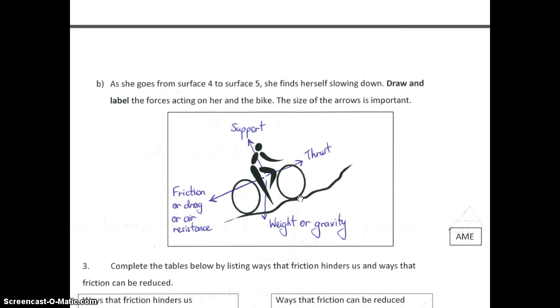So there's friction between the tires of the bike and the surface she's riding on, and there's also air resistance. So she's riding through the air, and the air is resisting her motion.